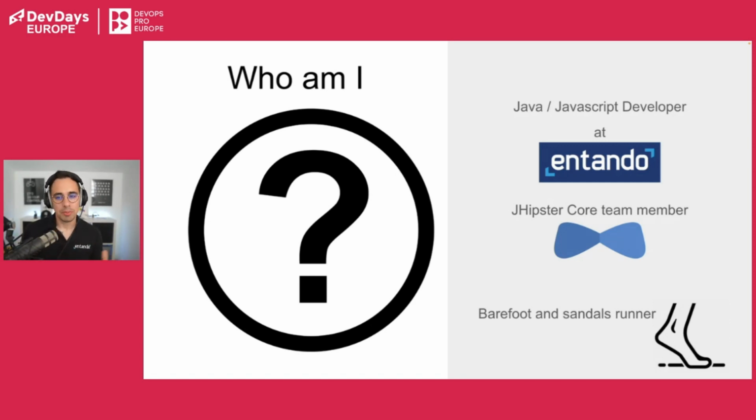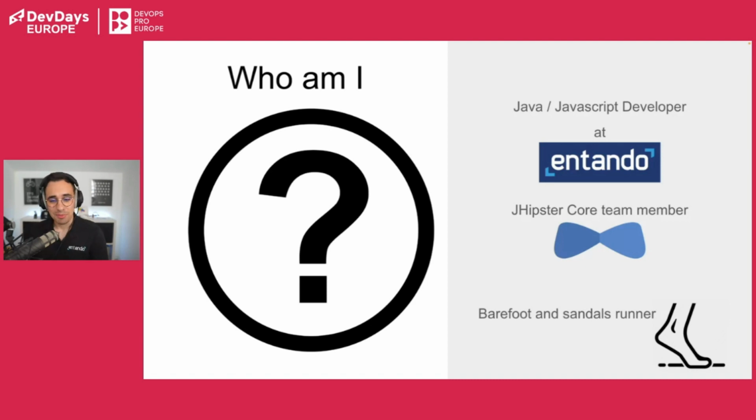I'm also a JHipster core team member. So probably some of you already heard about JHipster. It's an open source project, a generator to create Spring Boot and JavaScript applications quickly, including Angular, React, Vue. We also have, I think, some support for Quarkus, for example, for different backends, .NET, and so on.